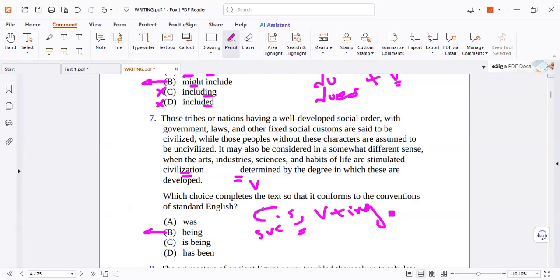What is being determined by the degree? Civilization. Not the subject. See? And remember something. Some hacks say any answer that has being is wrong. That means B and C are wrong? No. So don't follow hacks. Being can be used in English, no problem, and in an answer, by the way. But in your test, if you are confused between an answer that has being and another answer, keep away from being, if you are confused.